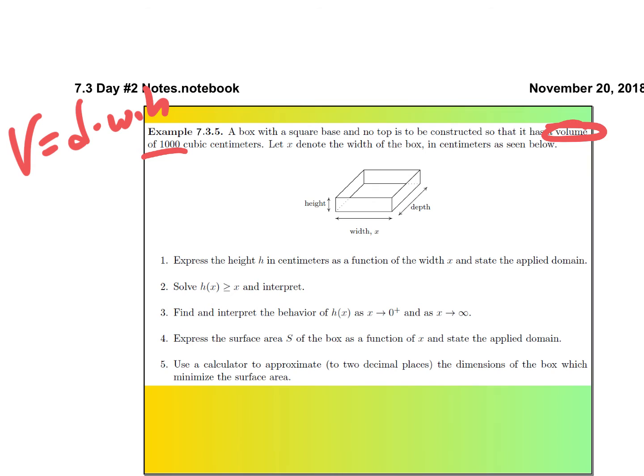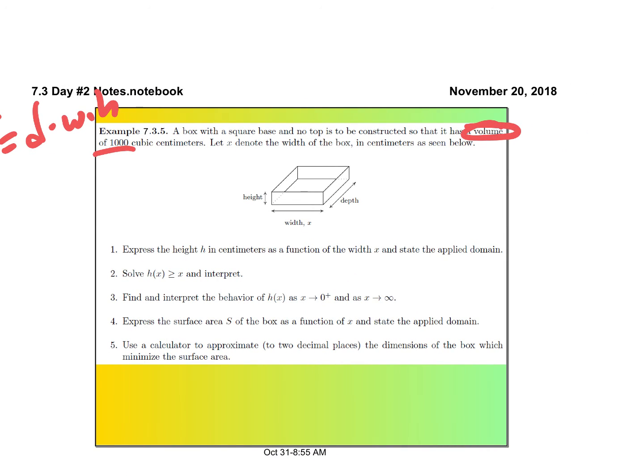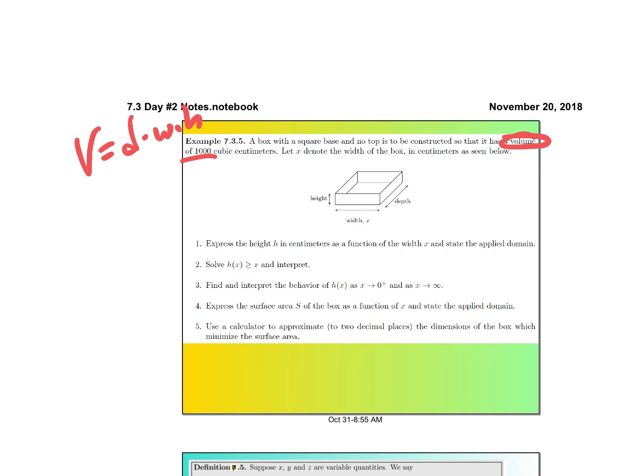Do we know some of those things? Yes. What do we know? It has a volume of 1,000. Okay, so I'm going to put in 1,000 right here. 1,000 equals. Now it tells us a little bit more. Can anybody see it? I need somebody smart here. Yes? Width is X. Yes, the width is X. So let's put in an X right there. That is important.